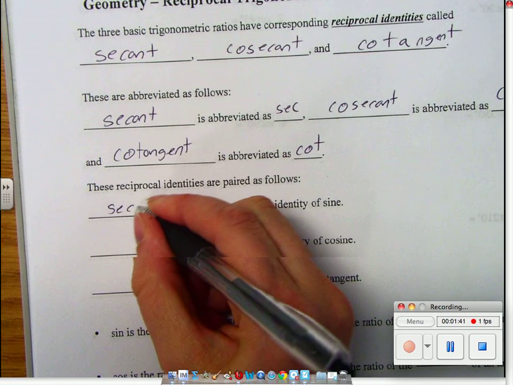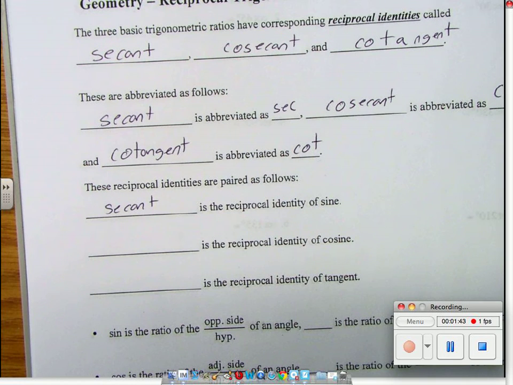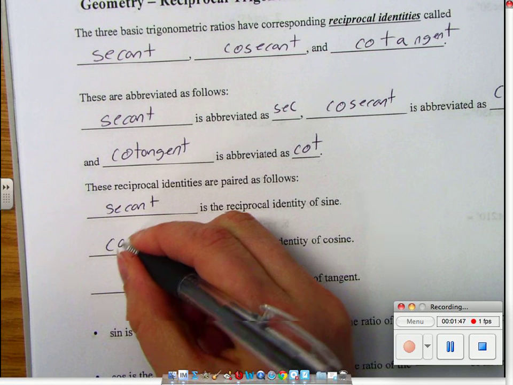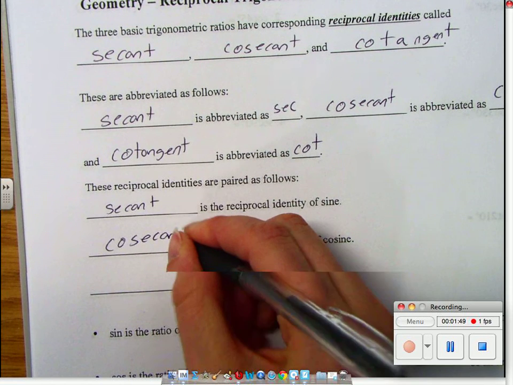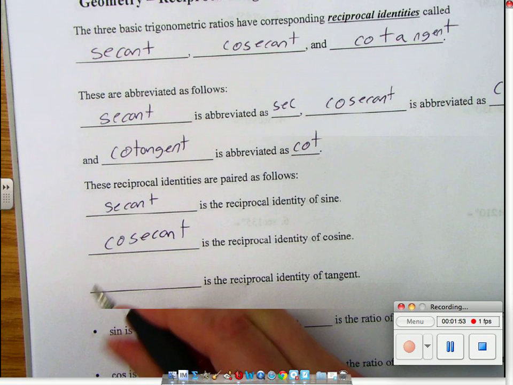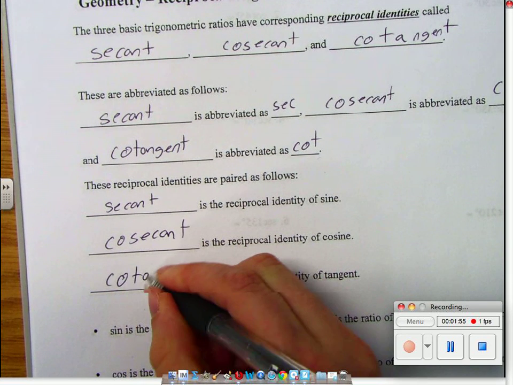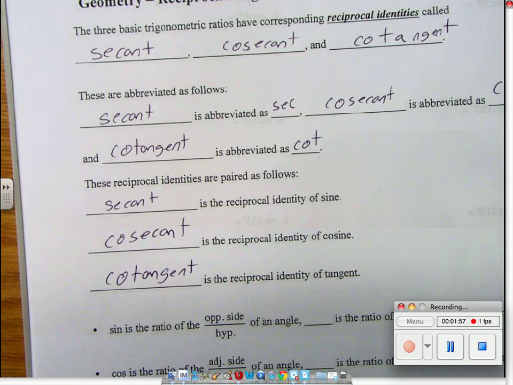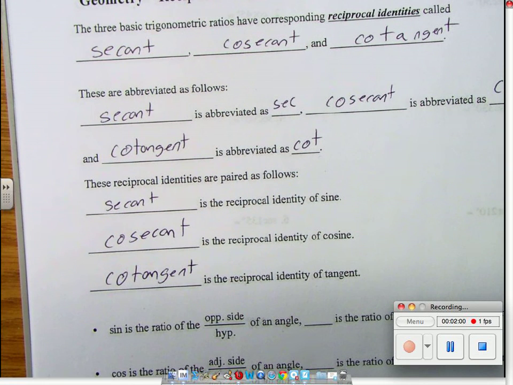Secant is the reciprocal identity of sine. Cosecant is the reciprocal identity for cosine. Cotangent is the reciprocal identity for tangent. Okay?